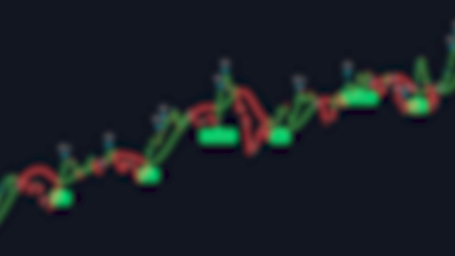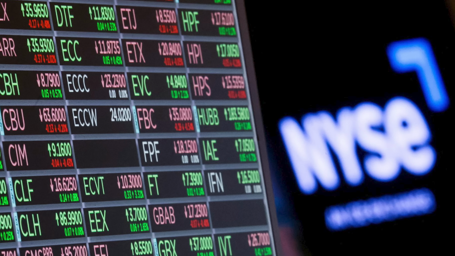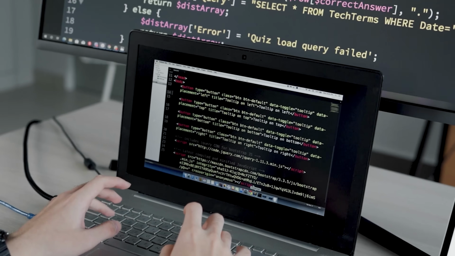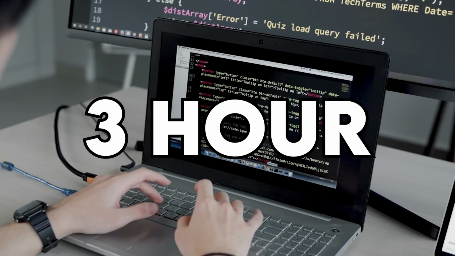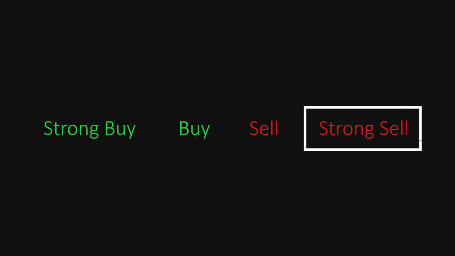This indicator works on all time frames and all markets that have sufficient volume, including stocks, forex, crypto, futures, etc. But just know from our backtest results, the 3-hour time frames seem to perform the best. Now, first off, you have 4 different entry types: strong buy, buy, sell, strong sell. A strong buy has a greater chance of being a successful trade than a normal buy. Same thing goes with the sell signals. So just keep that in mind when using the indicator.